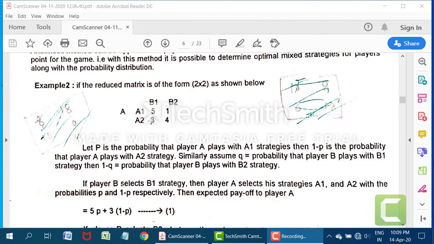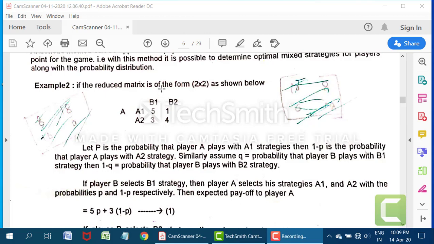So what is understood? There is no single best strategy for this player or for this player. Player B has two strategies, B1, B2. Player A has A1, A2, which means that a mixed probability distribution will be there. A will choose A1 and A2 with certain probabilities, and you need to find out that probability distribution. Similarly, you must find B's mixed strategy.